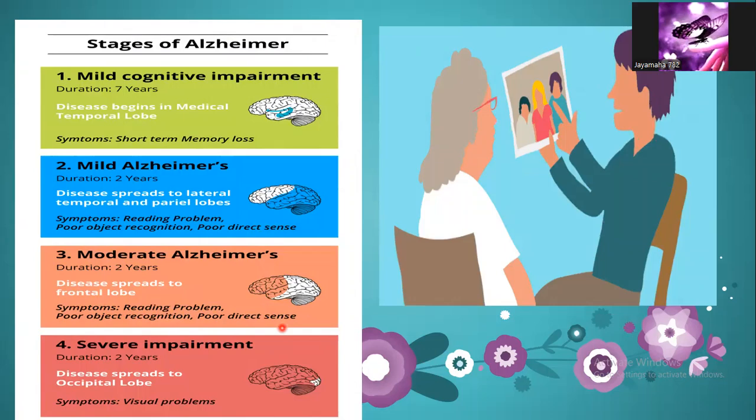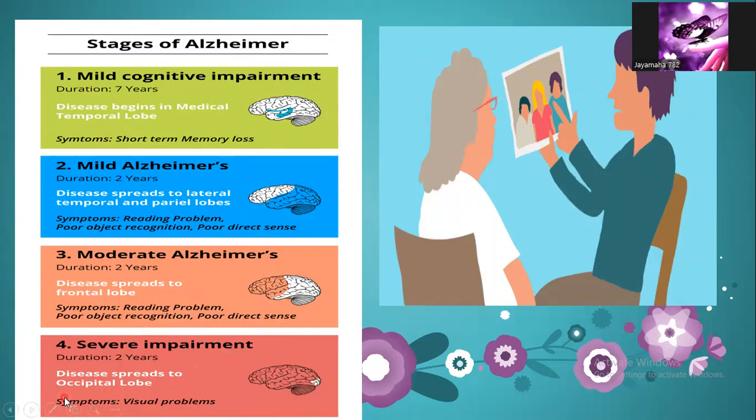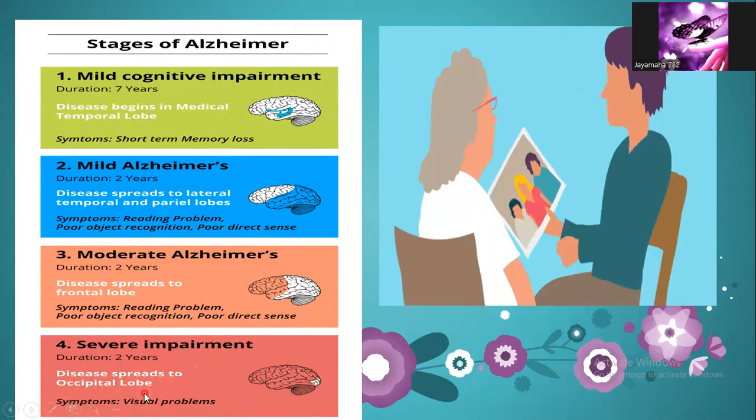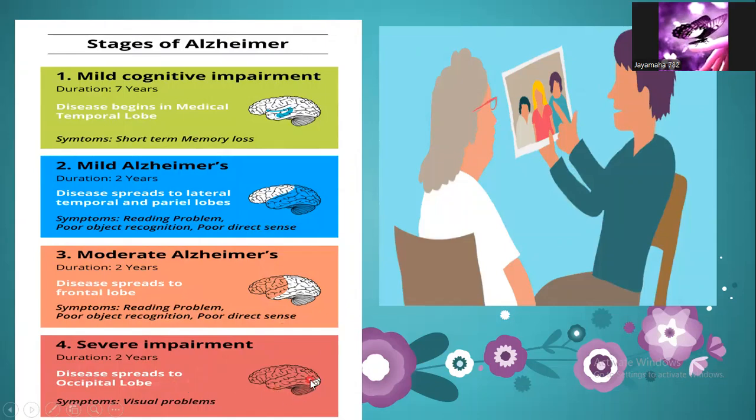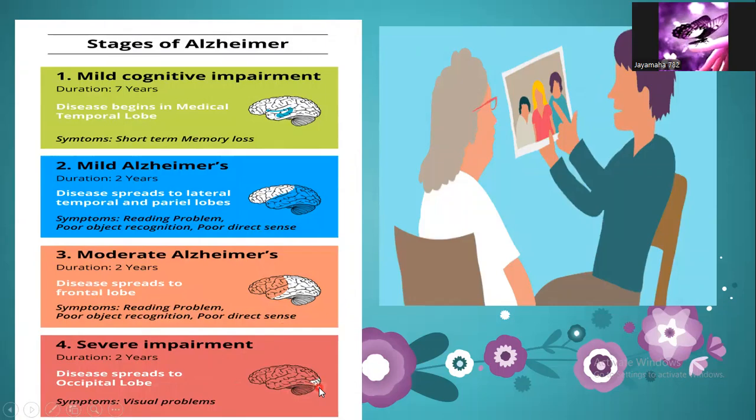Then the final stage of Alzheimer's is the severe impairment. In this stage, the disease spreads to the occipital lobe, and visual problems occur during this stage.